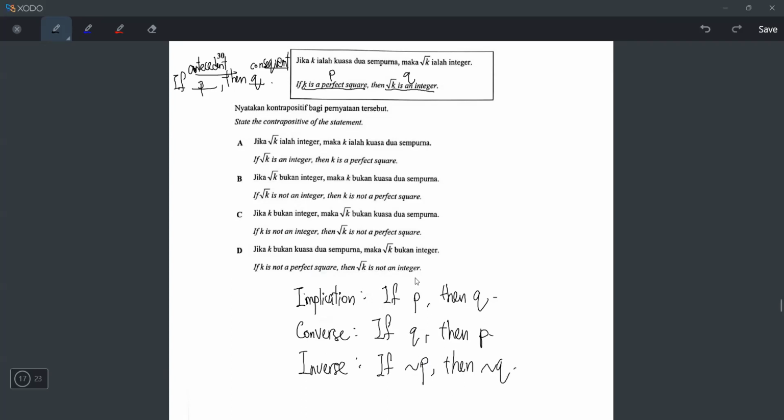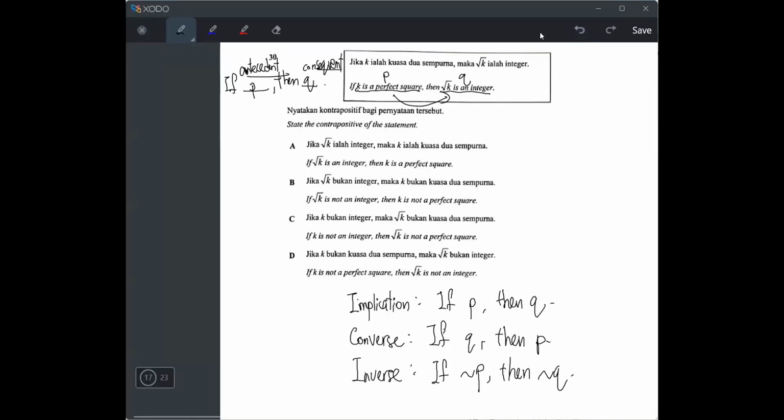What is negation? Means you have to change the truth value. It means you have to add the word not or no. So for example, this is P, this is Q, right? What if I want the inverse? Then what will I write? If K is not a perfect square, then square root K is not an integer. Okay, the one I just told you, that's the inverse. Inverse no need terbalik one, just do negation. The terbalik one, the switch, is converse.